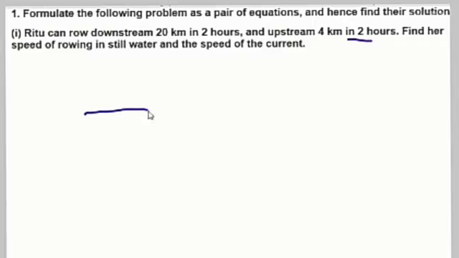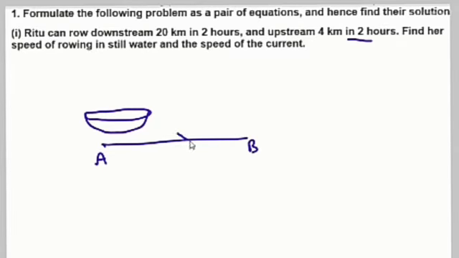So here is the boat and she wants to go from A to B. So the direction of the boat is from A to B. And here in the downstream, the direction of the current is also like this. So here the speed of the boat will be the speed of the boat plus the speed of the current.